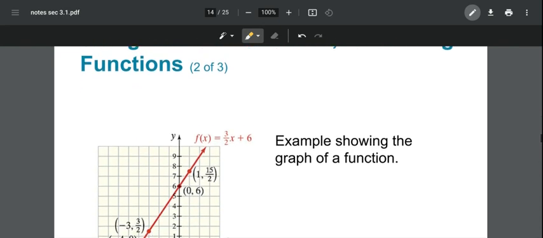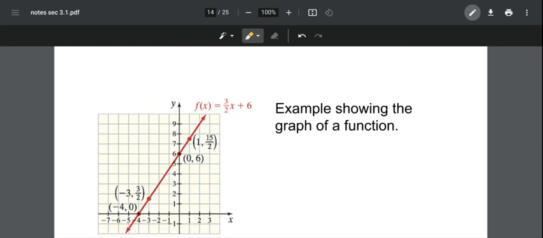And here in this slide, you just see that we are plugging in those points, and they represent the graph of a straight line. That's our function.